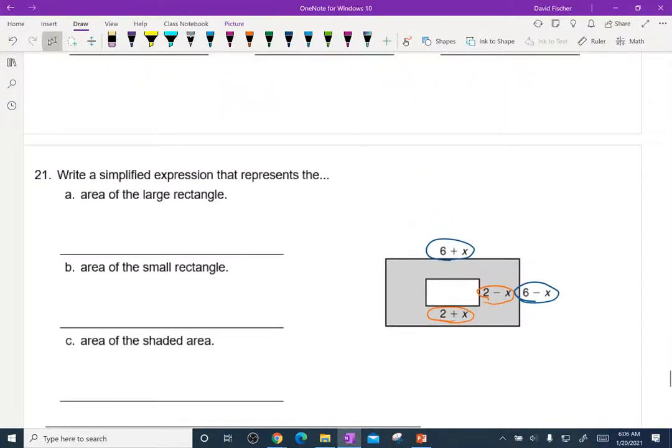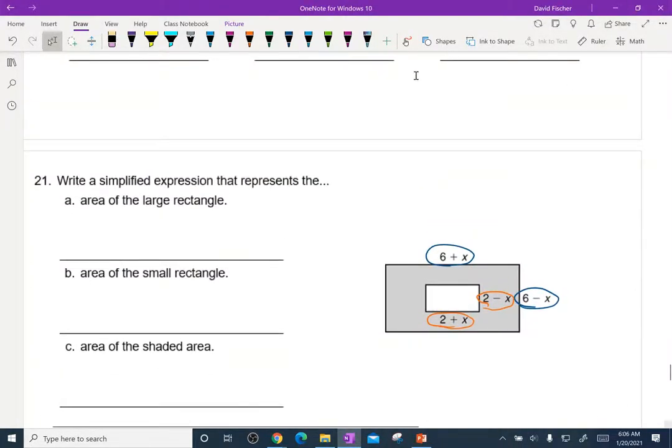All right, that's that. Tomorrow we'll do a chapter review, practice test, and then Friday's a test. And we'll wrap up multiplying polynomials.